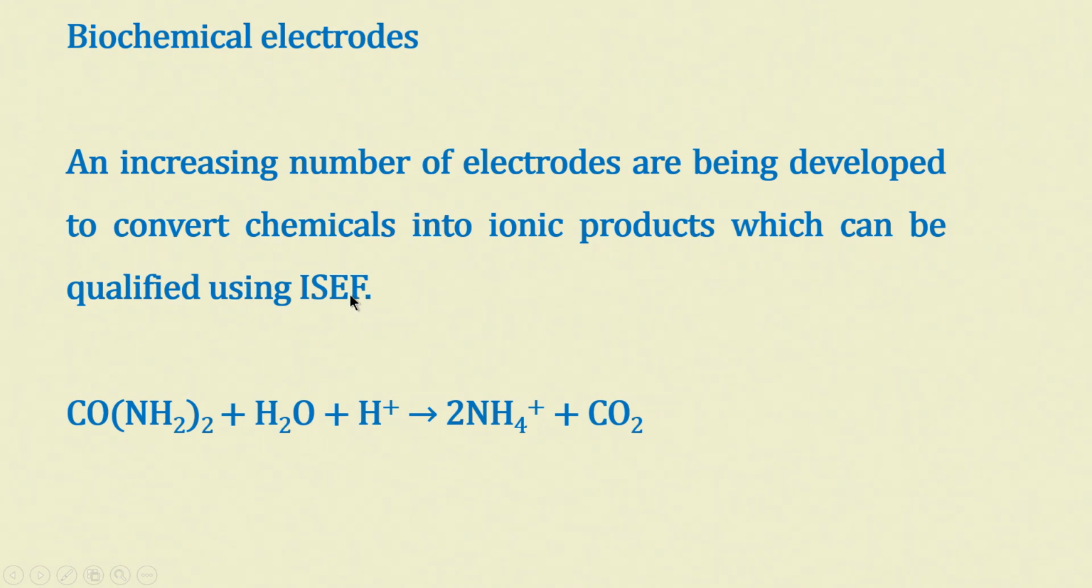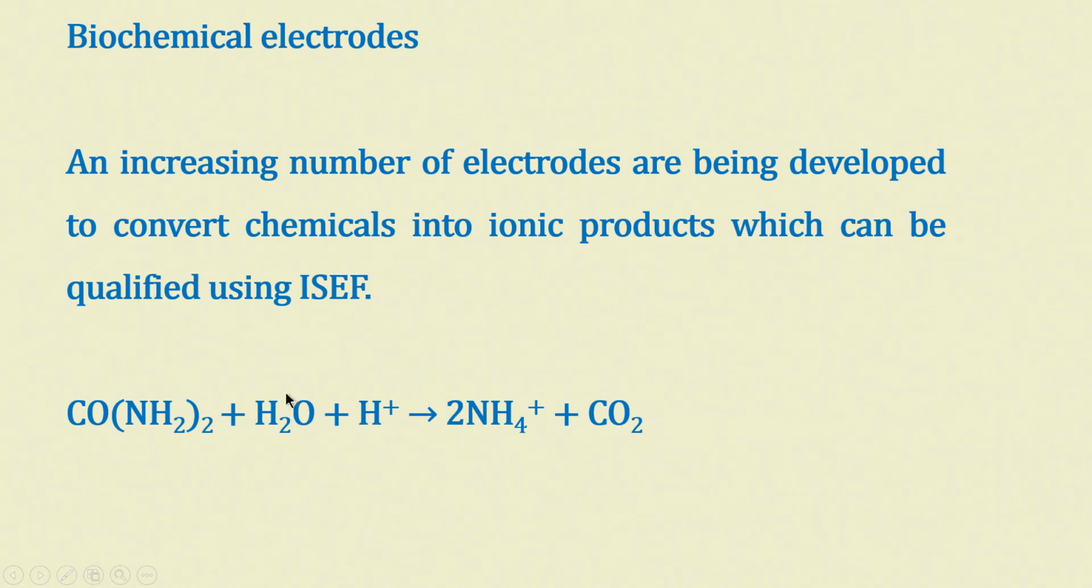Biochemical electrodes are another set of electrodes. Basically, they are all ISCF. An increasing number of electrodes are being developed for such things. What they do is to convert chemicals into ionic products, which can be quantified using ISCF. For example, look at this equation: CONH2 twice, H2O and water.